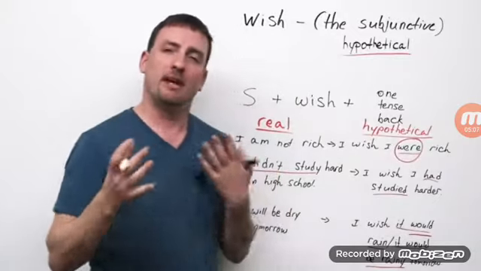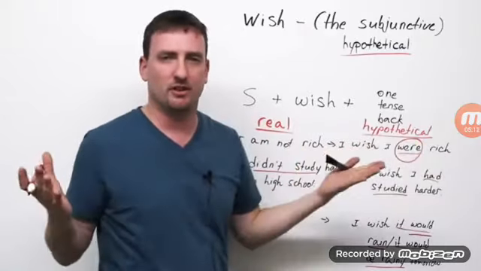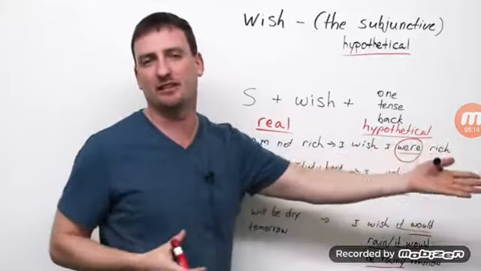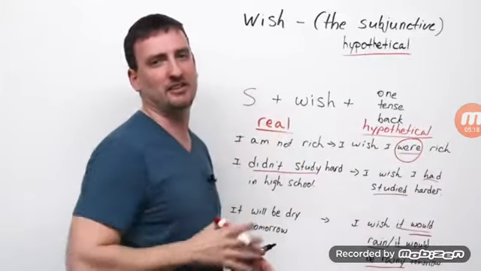Okay? Now, many native speakers will say, I wish I was rich. You know what? That's okay for them to say. They're native English speakers. It's not correct. If you want to be correct, you will say were.